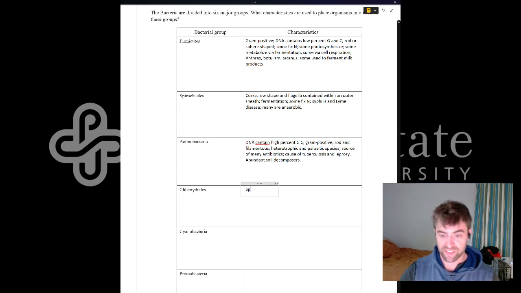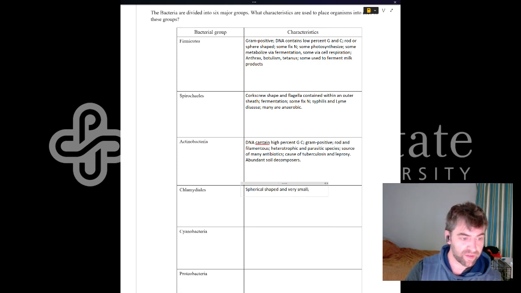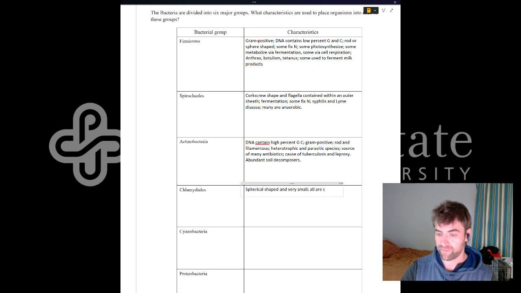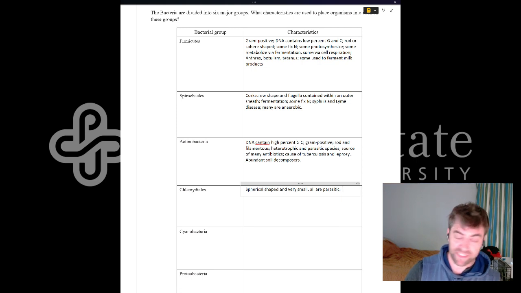Chlamydiales. These are spherical shaped and very small. All known species are parasitic and live inside host cells, causes the STD chlamydia, hence the name. And it's the most common cause of blindness in humans.